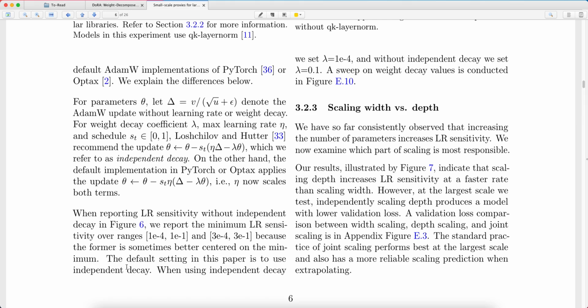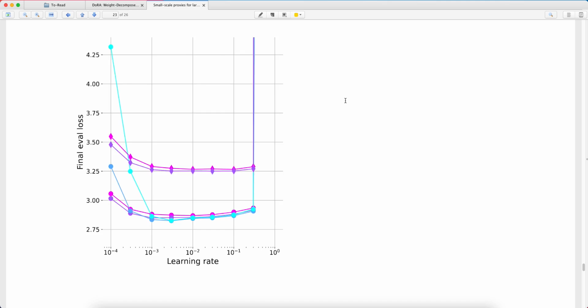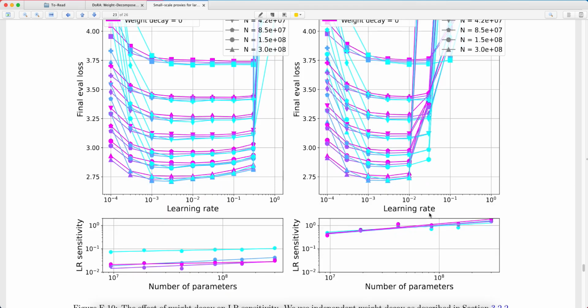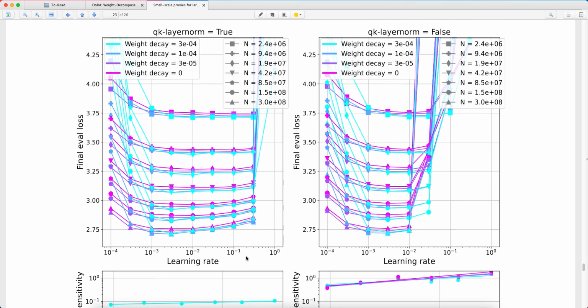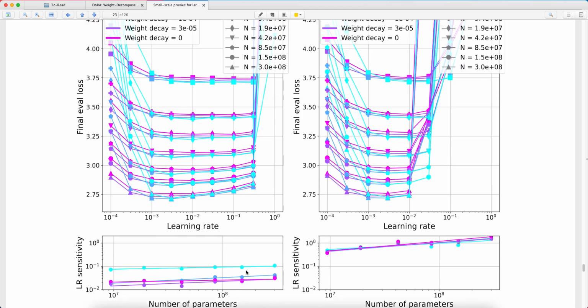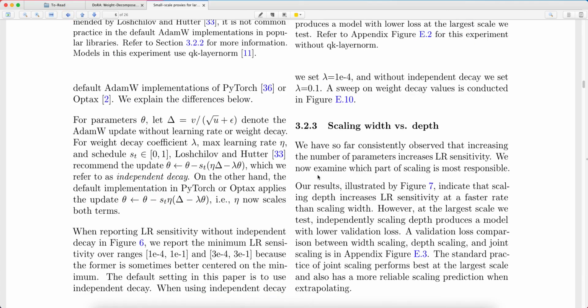The default setting is to use weight decay or independent decay. When using independent decay, we set lambda to 1e-4, and without independent decay, we set lambda equals 0.1, and they did a sweep. And it seems like, yeah, I guess here lower weight decay is better, right? Yeah, that's not as clear to me.